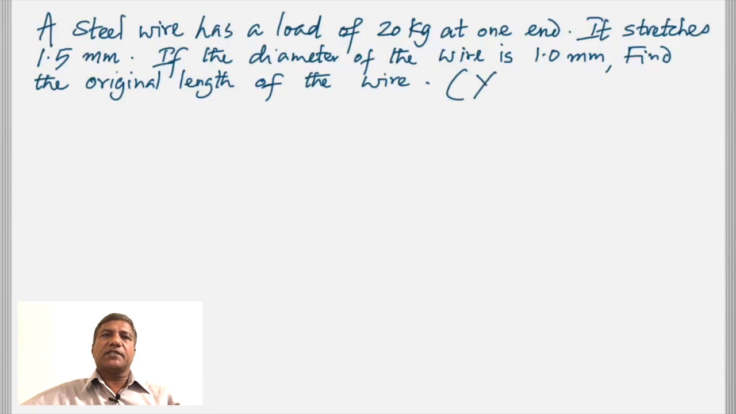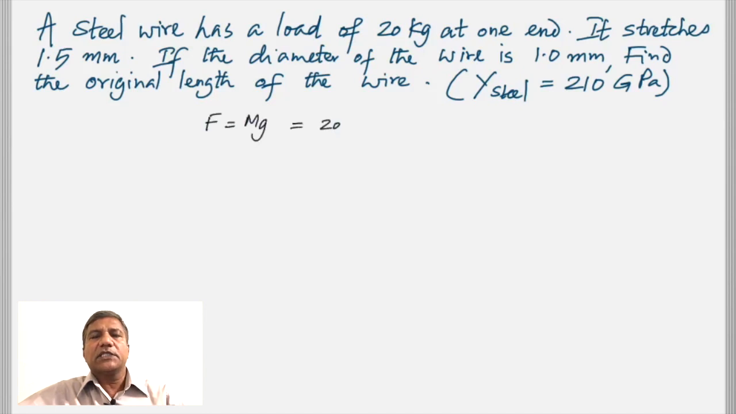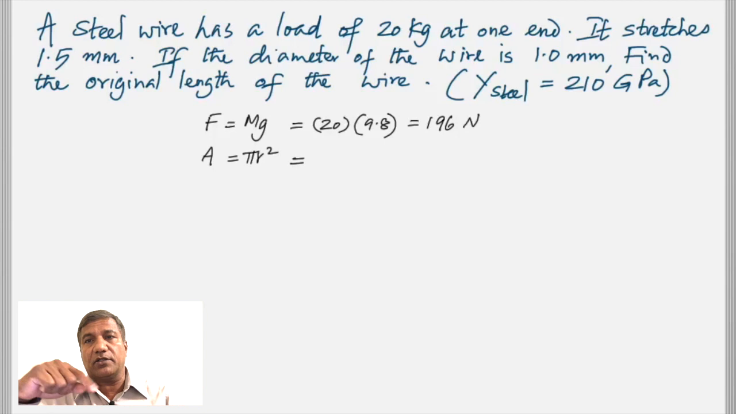The Young's modulus of steel is given as 210 GPa, which is gigapascals. We know that 1 gigapascal is 10 to the power 9 Pascal. So 210 multiplied by 10 to the power 9 is the Young's modulus. So let's list the given quantities. The force due to 20 kilograms is going to be 20 times 9.8. Because the 20 is the mass, and we need the force due to the 20 kilograms, which is 20 times 9.8, which is 196 newtons.